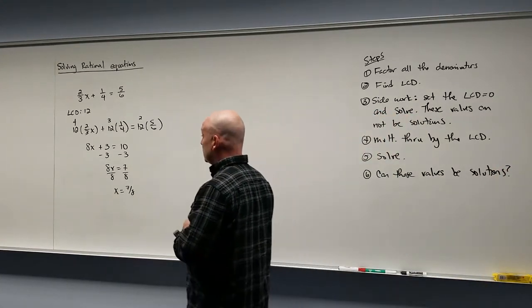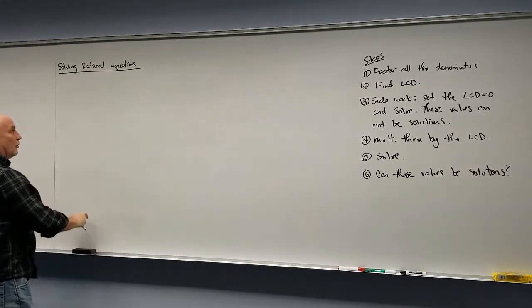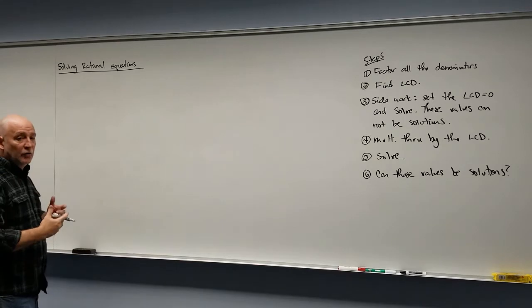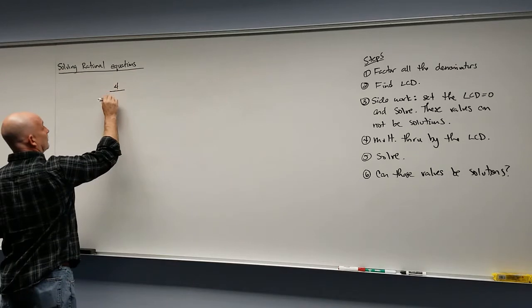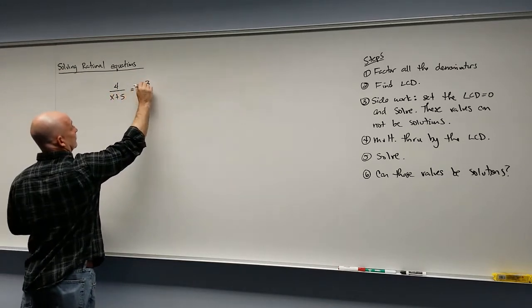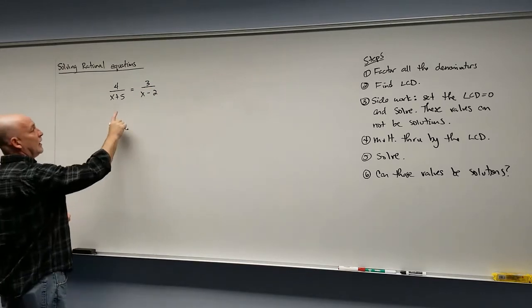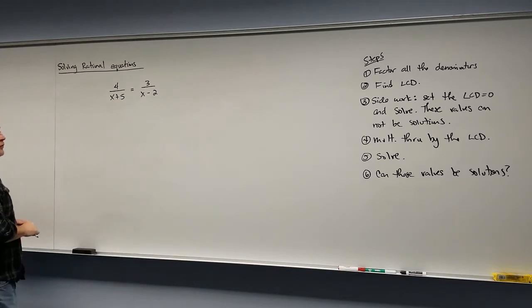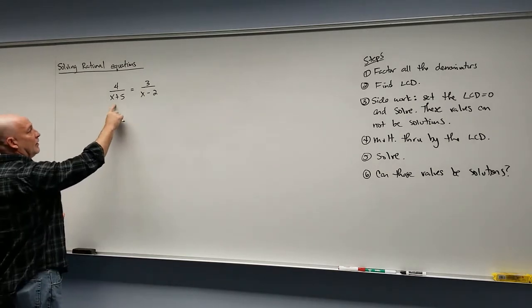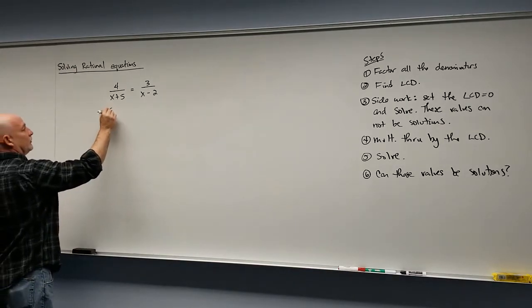All right, so let's take a look at a more traditional looking rational equation. Again, remember when we're thinking rational expressions, most of the time we're thinking fractions with variables in the denominator. So it might be 4 over x plus 5 equals 3 over x minus 2. Here we have an equation with an equal sign, and it's rational because we have these fractions with variables in the denominator. To solve this, step 1 is to factor all the denominators. Well, we can't factor either one of those anymore, so we should be able to find our LCD.